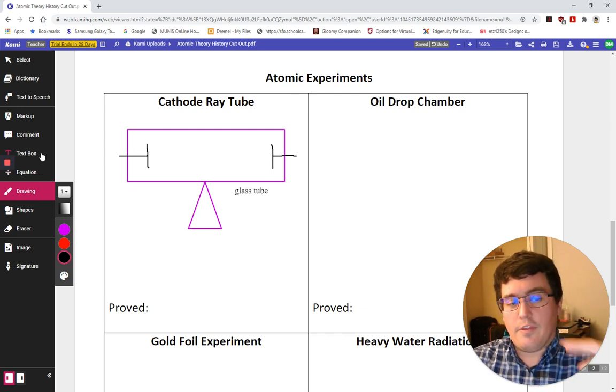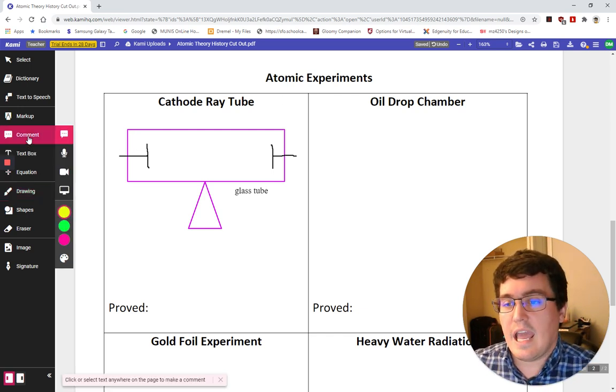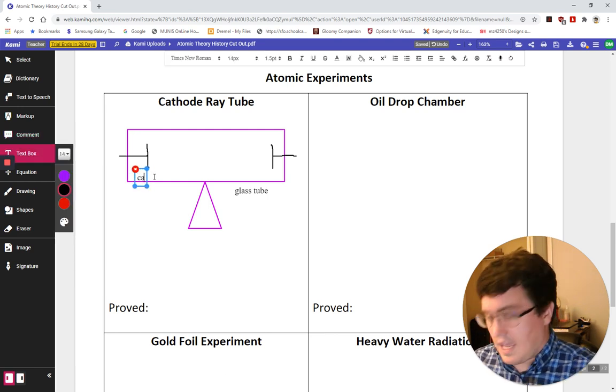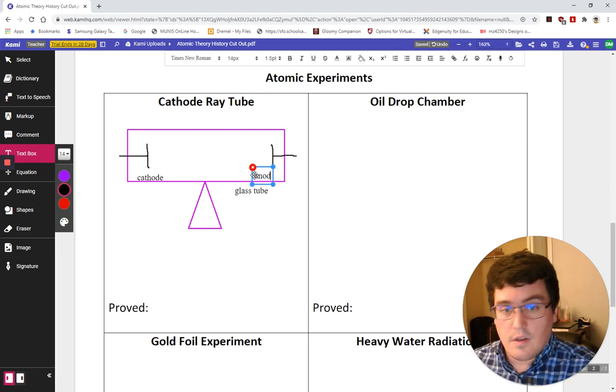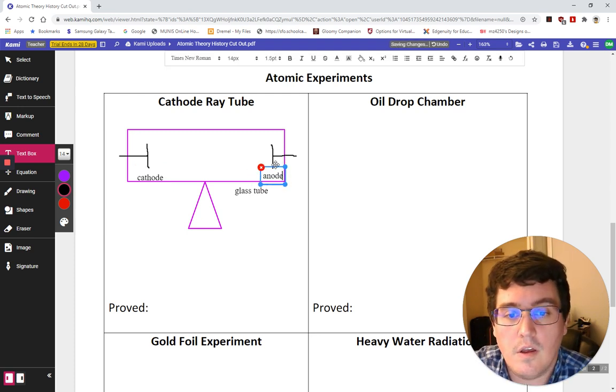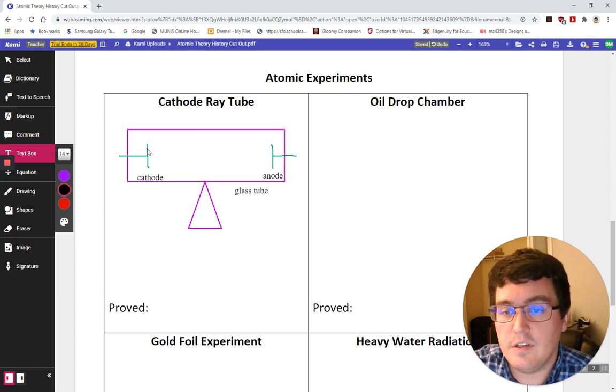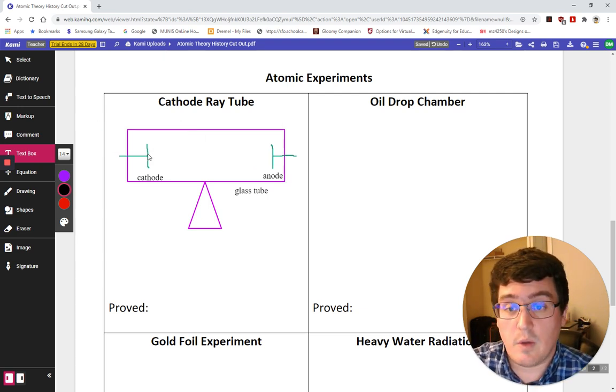And those two metal things, one was the cathode. Let's go with the text box. There we go. Cathode. Over at this end, and over at this end, we have the anode. And what he saw was that things would, he wasn't sure what they were, he just knew they were rays, and they would start at the cathode side and move over to the anode.